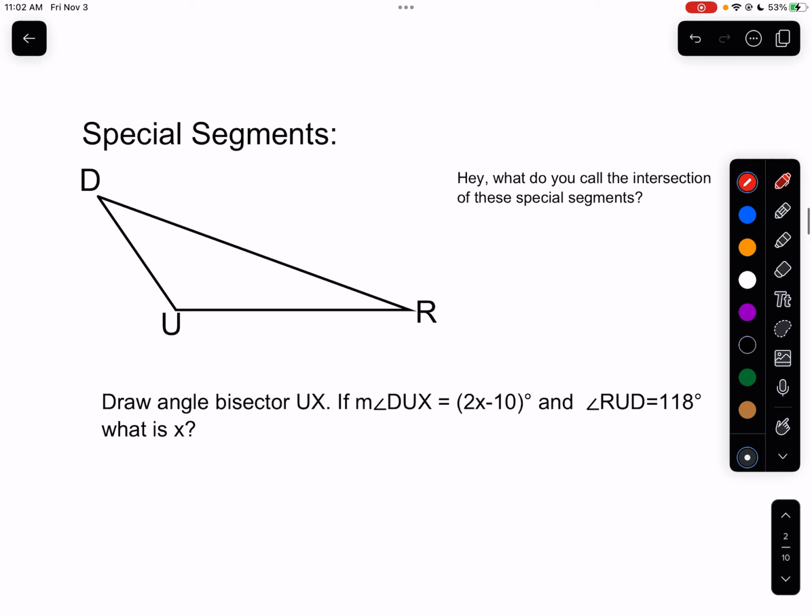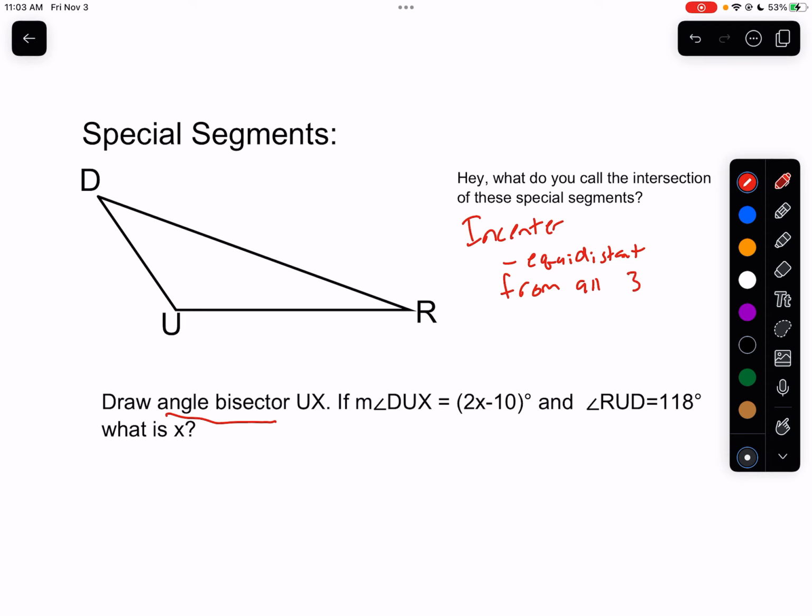Special segments, here's a few of them. Hey, what do you call the intersection of these segments? These segments being the angle bisector. It's called the incenter. And a real quick reminder that the incenter is equidistant from what? From all three sides. Incenter, inside, equidistant from the sides. Incenter, inside. Sing it with me. Equidistant from the sides.